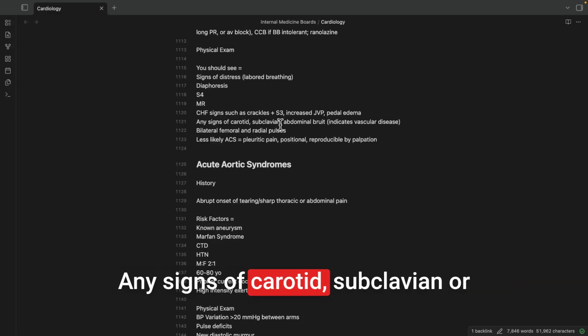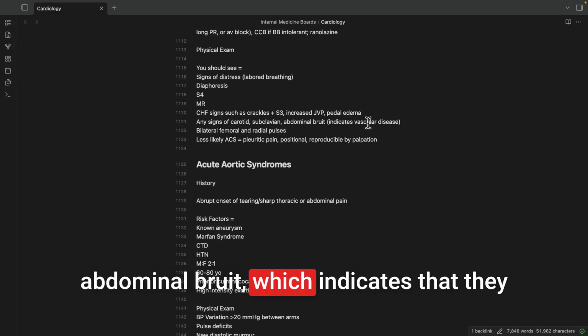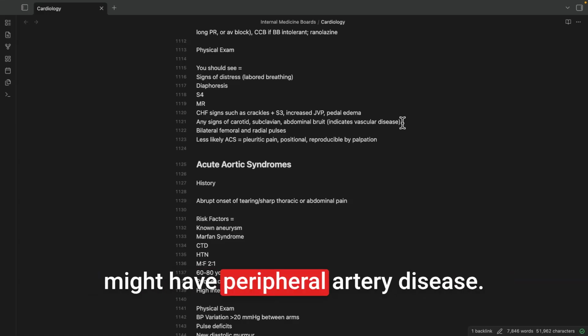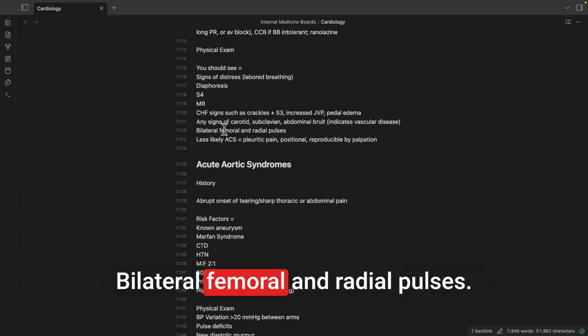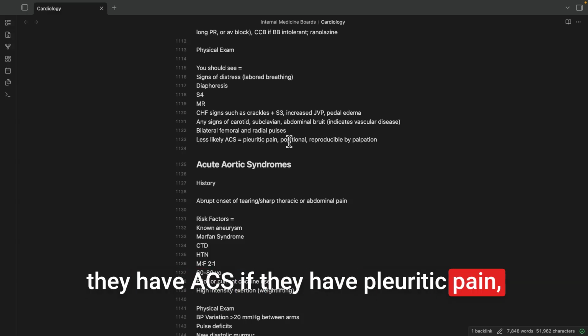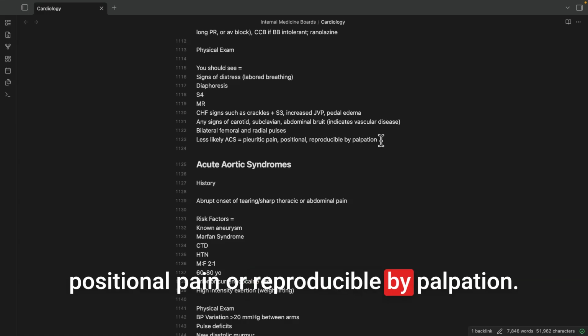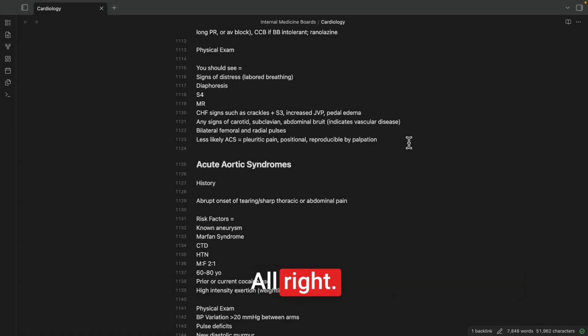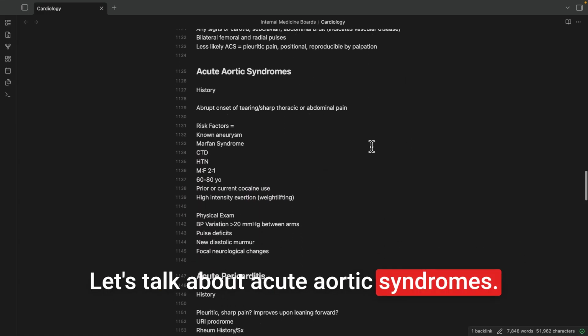Any signs of carotid, subclavian, or abdominal bruit, which indicates that they might have peripheral artery disease. Check bilateral femoral and radial pulses. It's less likely they have ACS if they have pleuritic pain, positional pain, or pain reproducible by palpation. All right, let's talk about acute aortic syndromes.